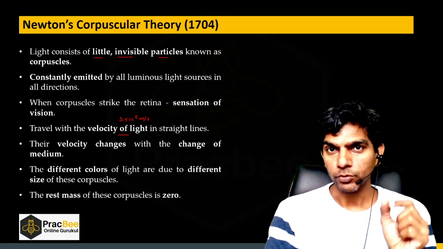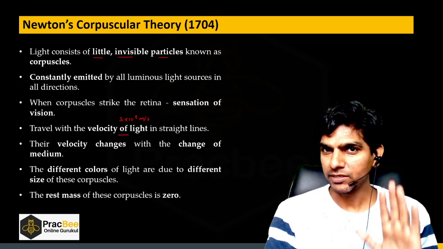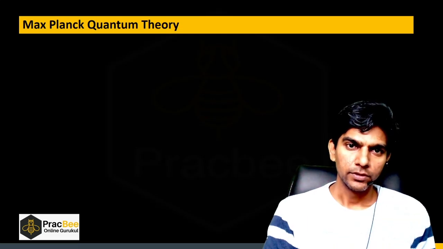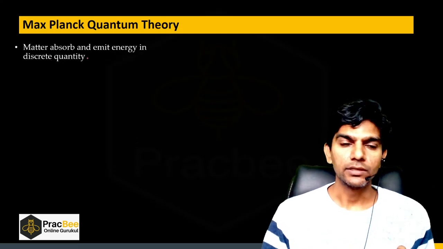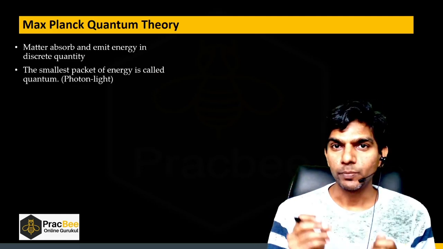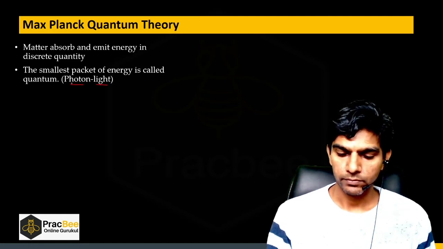There is one more important point, that the rest mass of these particles is 0. You have to keep these points in your mind. Now let us see what is Max Planck's quantum theory. According to this theory, all matter absorbs and emits energy in discrete quantities. The smallest packet of energy is called a quantum, and in case of light, it is known as a photon.